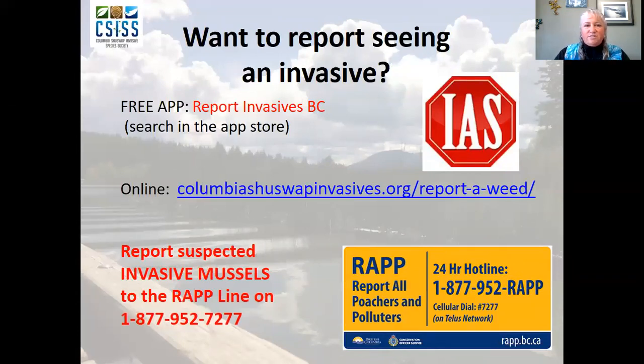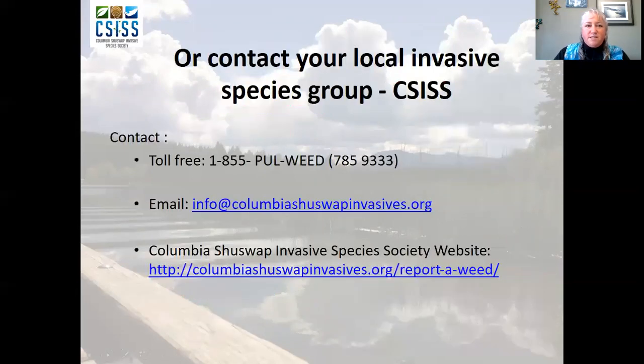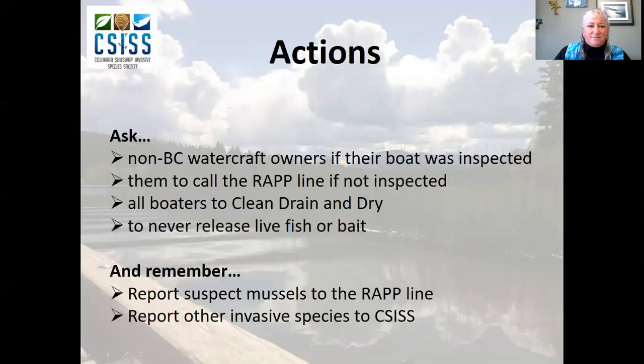1-877-952-7277 is the emergency hotline for reporting mussels. That is an urgent matter if you see mussels. Or you can just contact your local invasive species group. That would be me, CSIS. And you can do that through our toll-free number there on the screen, through our email at info@columbiashuswapinvasives.org, or on our website. And if you have any questions, you can pose those questions to that email address.